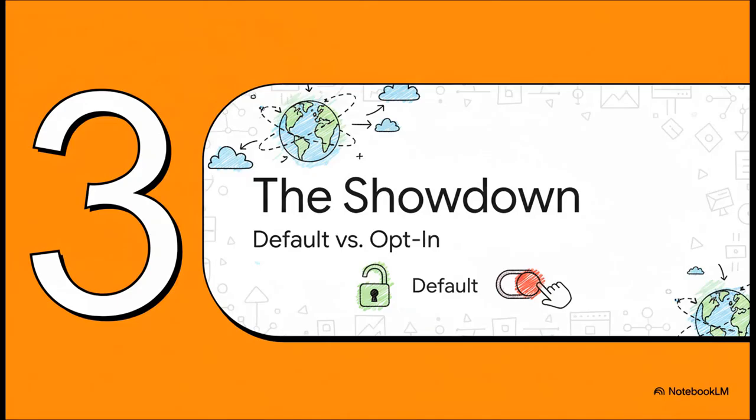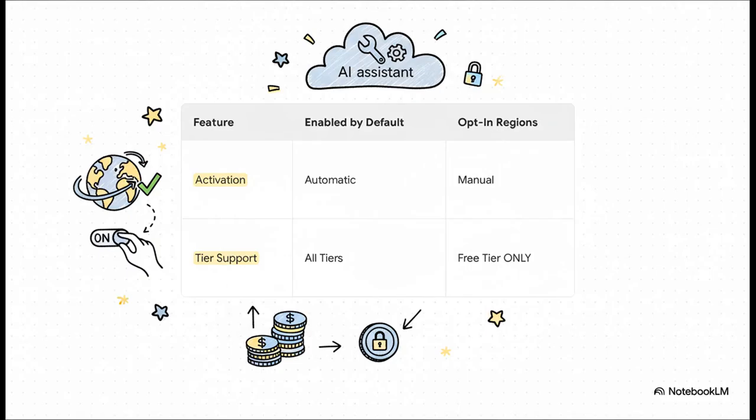Okay, so we've covered both types of regions. Now let's do a little showdown. Let's put them side by side to make the differences crystal clear. This should help you figure out which path is the right one for your project. It really just boils down to these 2 things. First, activation. Is it automatic, or do you have to do it manually? And second, tier support. Can you use your paid plan, or is it strictly free tier only? If you're a professional team on a paid plan, your choice is pretty much made for you. You're sticking to the default regions. But if you're just exploring on the free tier, you've got way more geographic options.